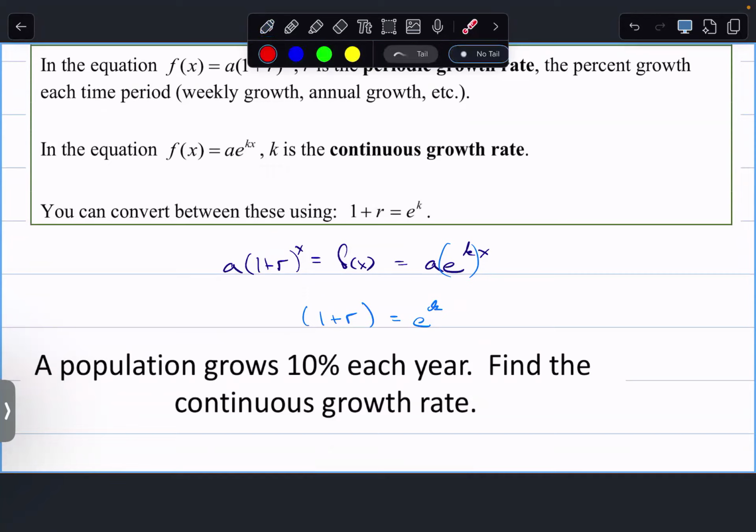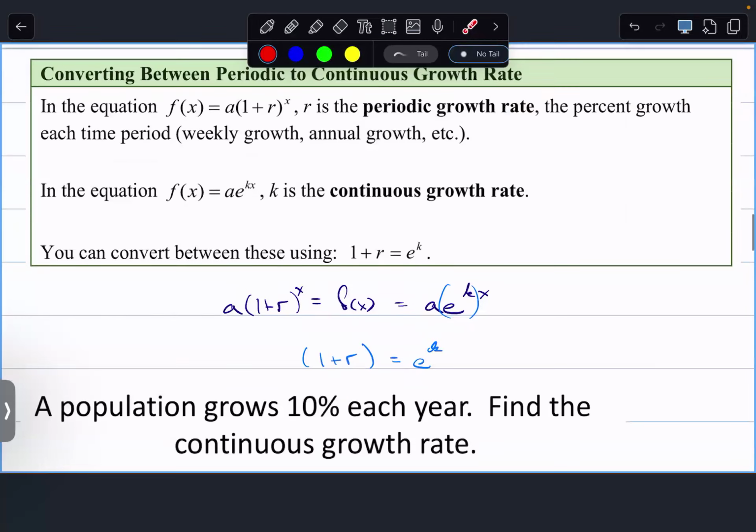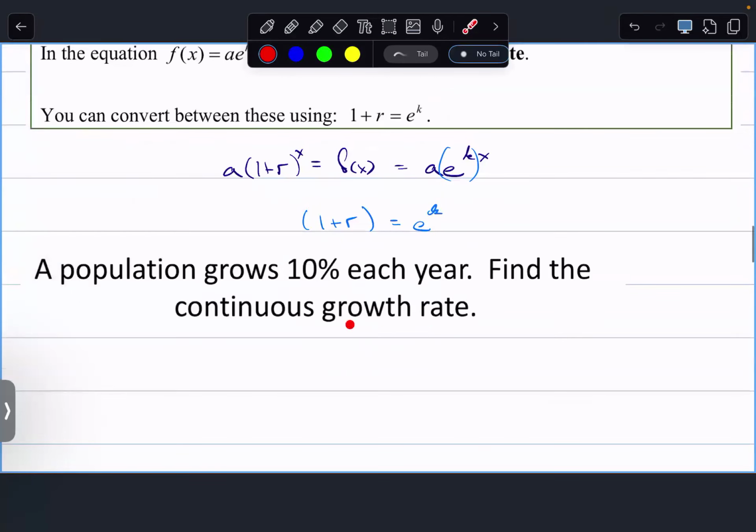So if we have something like a population grows 10% each year, now the periodic growth rate is the percent growth each time period. So for us, we have each year. And we want to find the continuous growth rate, K. So here, find K.